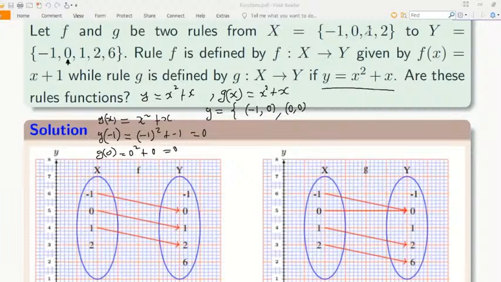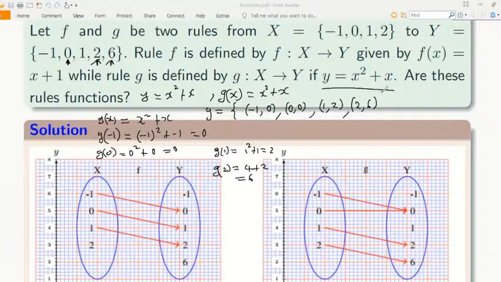Let's come to this other object 1. G of 1. The definition says it will be 1 square plus 1, which is 2. That means 1 is supposed to be assigned to 2. Is 2 in Y? Yes, 2 is in Y. The last object is 2. G of 2. By definition, it will be 2 square, which is 4, plus 2, which is 6. That means 2 should be assigned to 6. Is 6 there? Yes, 6 is there.